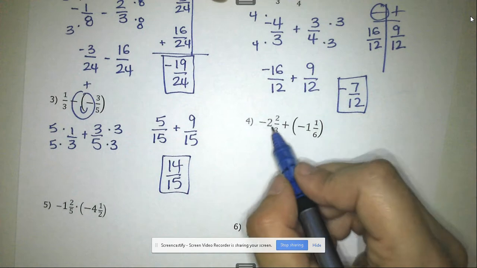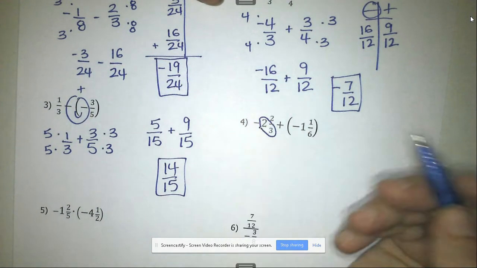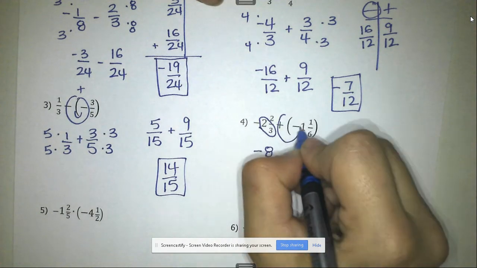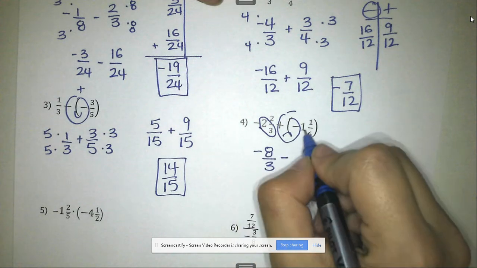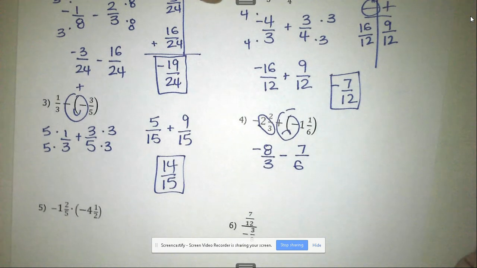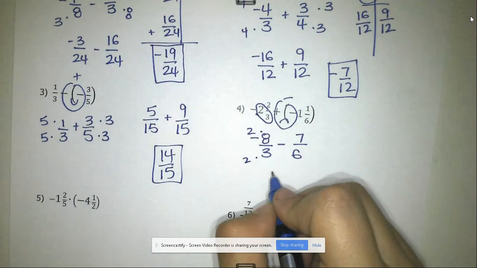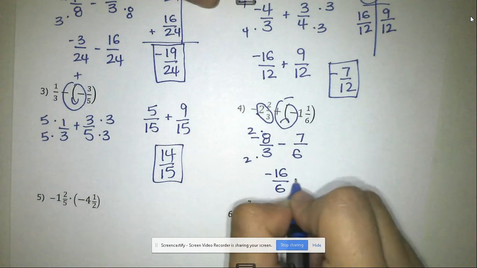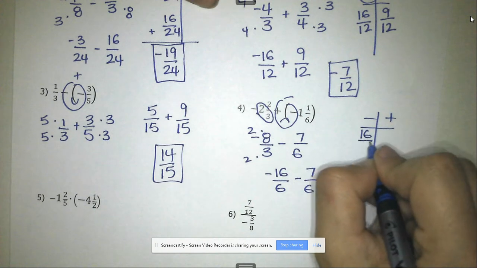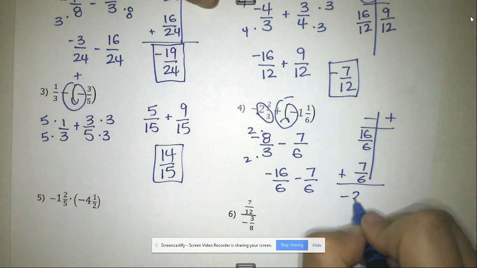Here, when there are mixed numbers, I'm going to make them into improper fractions. So I'm going to say 2 times 3 is 6 plus 2 is 8. So this is negative 8/3 minus 1 times 6 is 6 plus 1 is 7 over 6. Now I need a common denominator. I'm going to use 6, so I only need to change this denominator, and it's going to be negative 16 over 6 minus 7 over 6. I make a scoreboard. They're both negative. So I'm going to add them together, and I get negative 23 over 6.